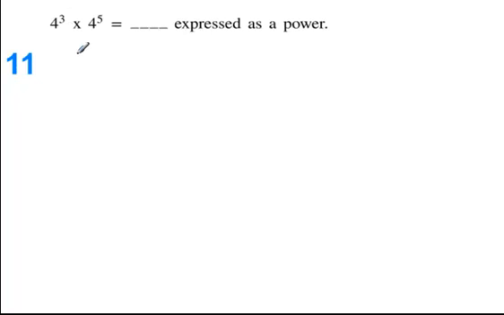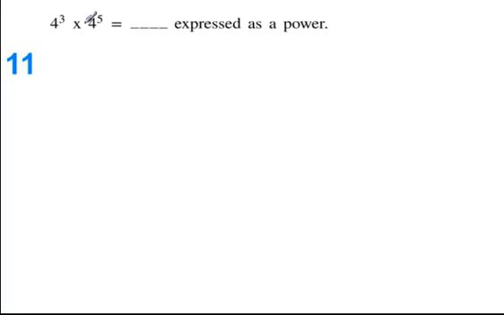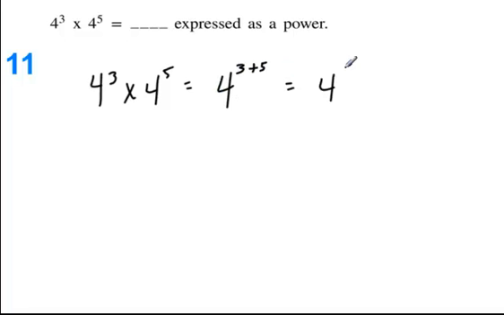Number 11, 4 to the third times 4 to the fifth equals blank, expressed as a power. Well, we just got done talking about that right here. When I take a power that has the same base and multiply, I just add the exponents. So 4 to the third times 4 to the fifth will be 4 to the 3 plus 5, which is 4 to the 8th. You're going to get a lot more of this in algebra next year. They use a lot more radicals and powers.